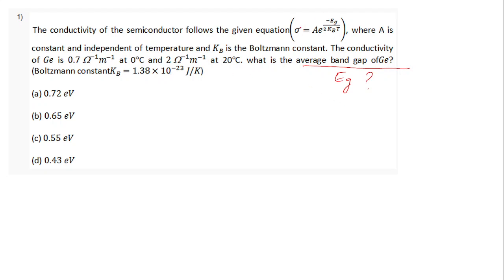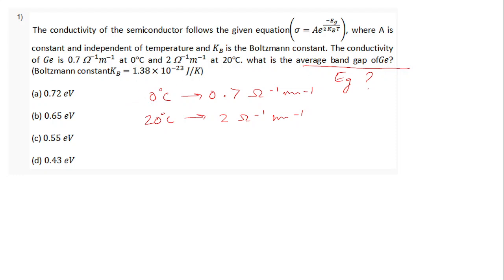This is one expression, and we can see clearly that conductivity is depending on the temperature. So at different temperatures, the conductivity value of a semiconductor is different. Here we have been given that conductivity at 0 degree centigrade is 0.7 per ohm per meter, and then at 20 degree centigrade it is 2 per ohm per meter. If we substitute these two here, then Eg will be the unknown, everything else will be known, so we'll be able to deduce the value of Eg. So let's put these known things in this.